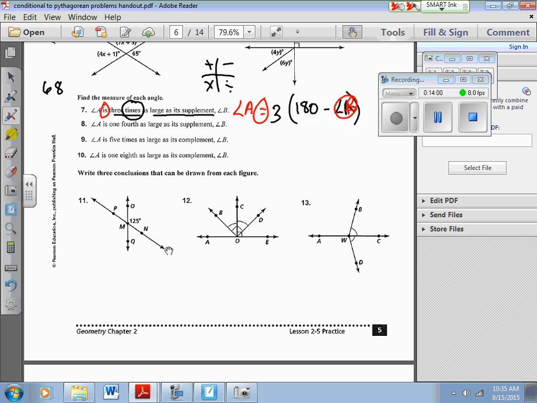Angle A is, that means equals. That means what? 1/4. That's a fraction, right? 1/4 as large as its supplement. So 1/4 as large, that's a multiplication. 1/4 as large as its supplement of angle B. So that would be 90 minus angle B.